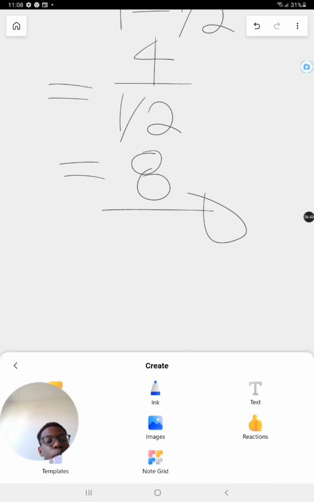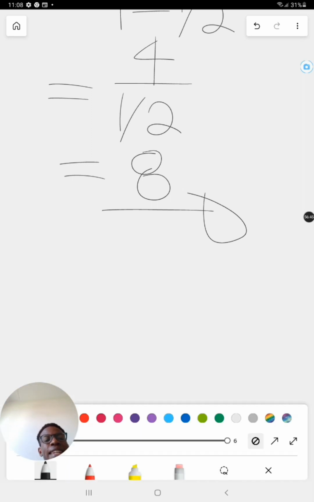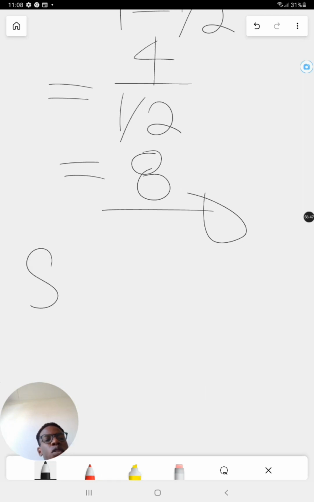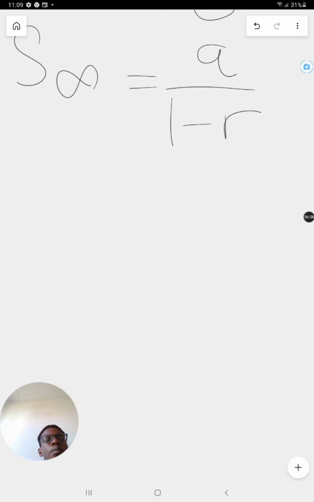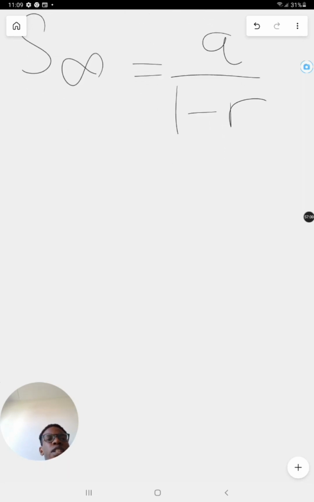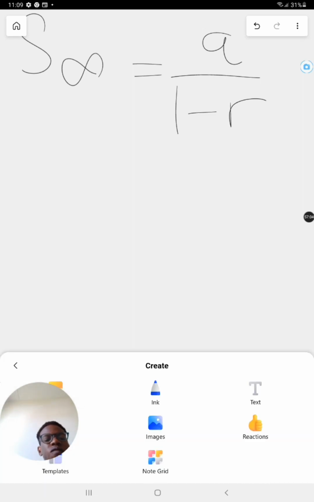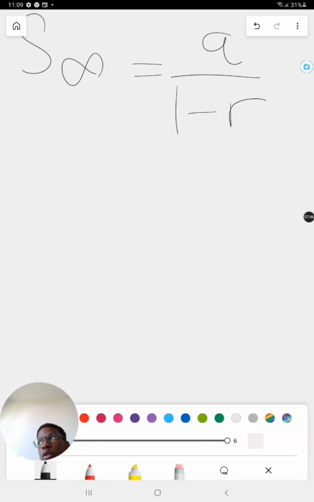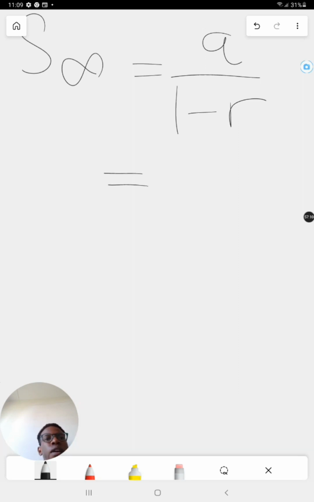Now, if you were to do it the proper way and use the equation that I derived for you, this is how you would do it. You say sum to infinity is equal to a over 1 minus r, and then you substitute into this equation. This equation will be in your formula sheet. You just need to know how to use it and understand when to use it and when not to use it.